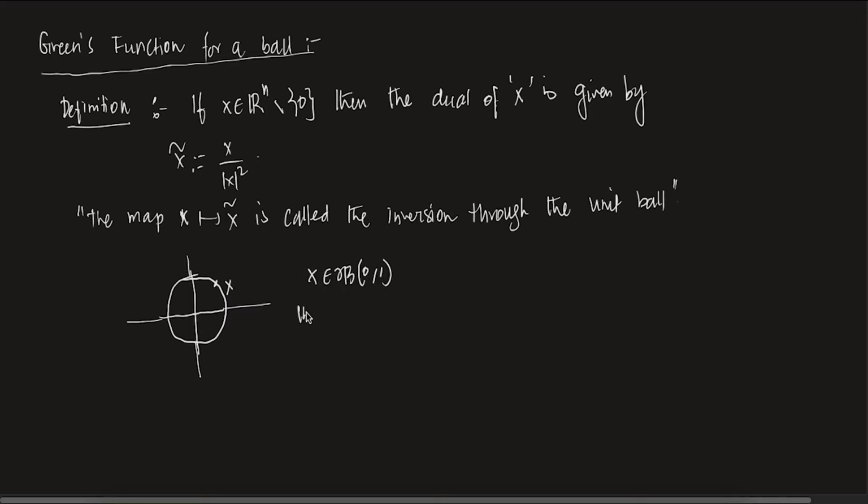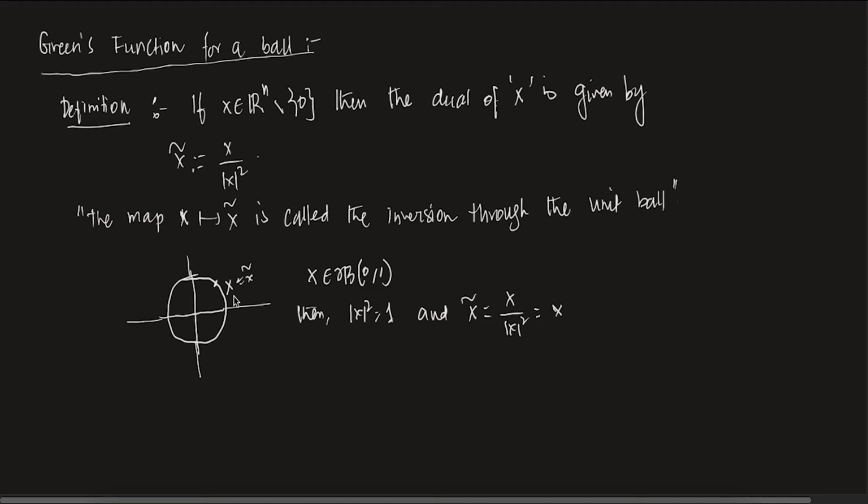Then mod x square is 1, and therefore x tilde will be x by mod x square, which is x. So if you reflect x with respect to the boundary of the unit ball, it remains at the same place. It does not change direction or anything. So x and x tilde are the same in this case. So the inversion of x, you are inverting x.